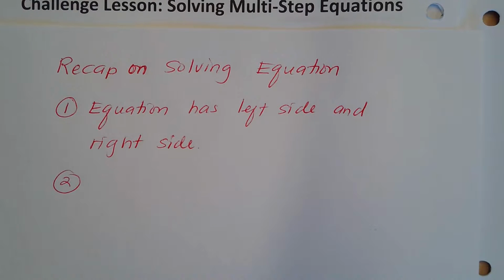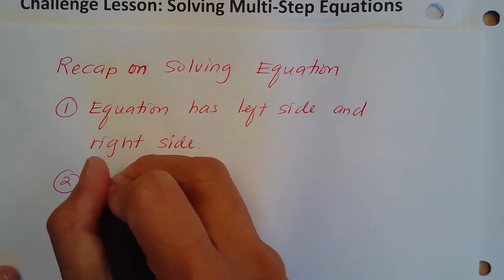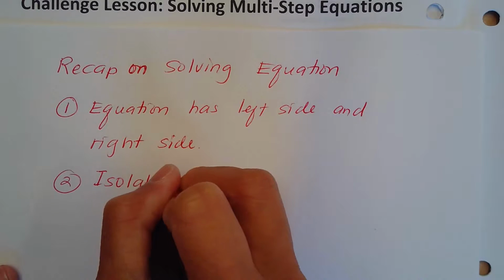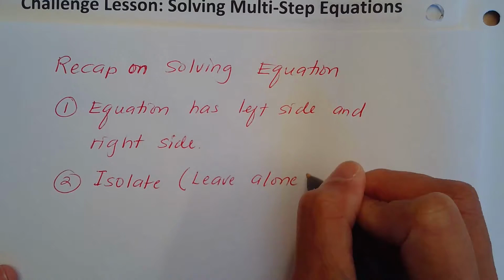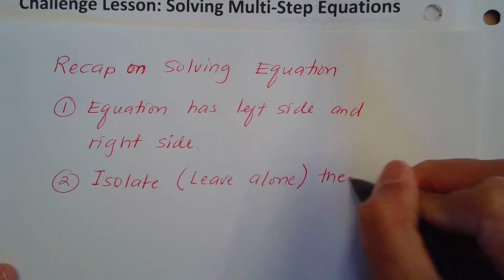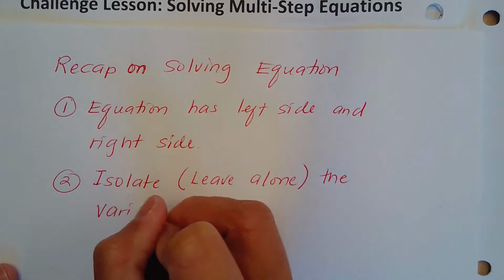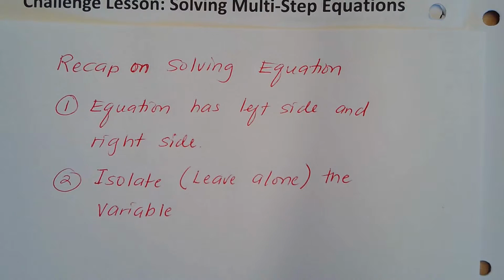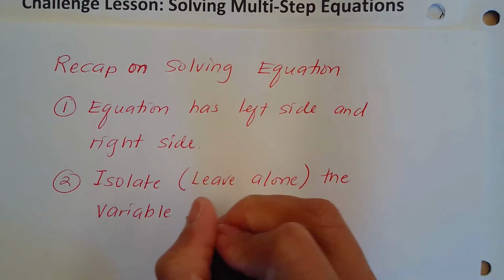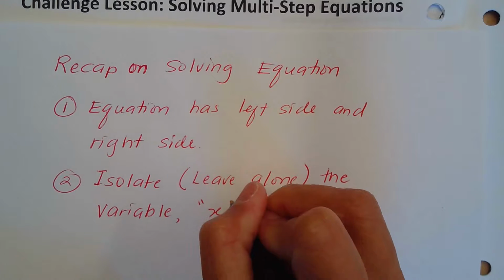You might have to do this on a separate sheet of paper because I don't know if you'll have enough room for all these. So an equation has a left side and a right side, with an equals sign in between. We want to isolate. What does isolate mean? Leave it alone. Leave the variable alone. The variable we sometimes put as just x.